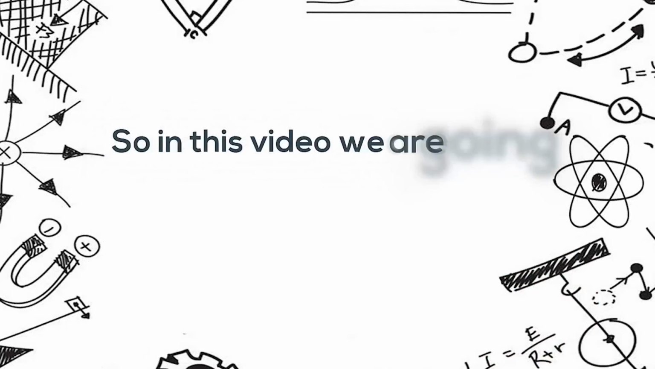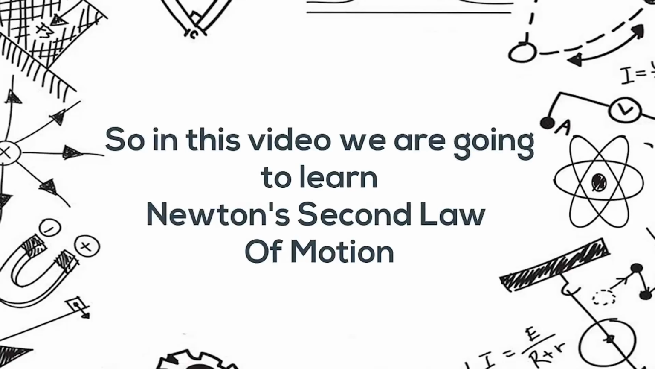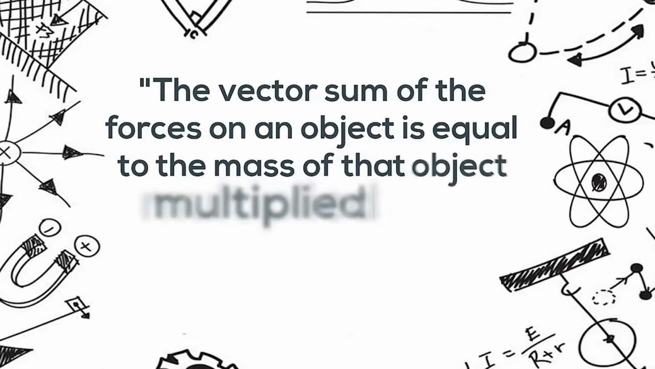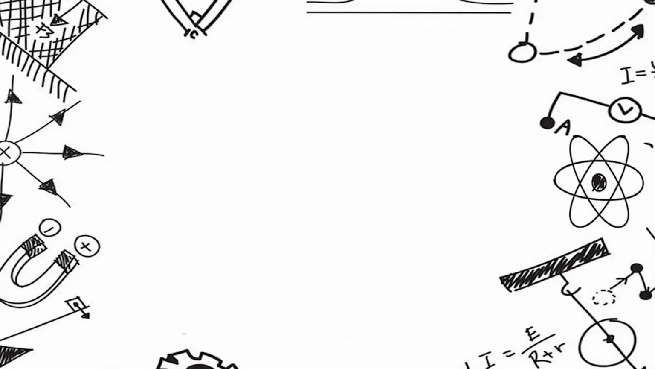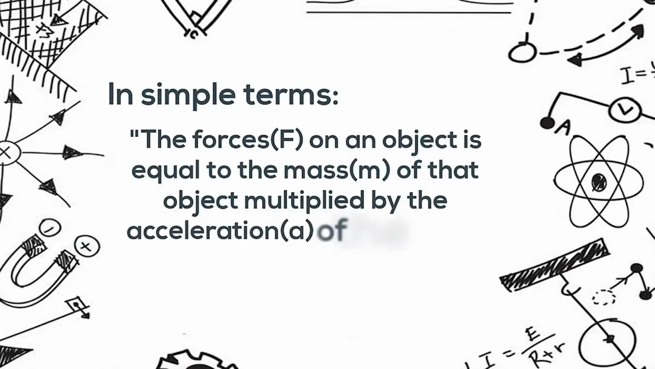So in this video we are going to learn Newton's second law of motion. Newton's second law of motion states that the vector sum of the forces on an object is equal to the mass of that object multiplied by the acceleration of that object. In simple terms, the force on an object is equal to the mass of that object multiplied by the acceleration of the object. Force equals mass times acceleration.